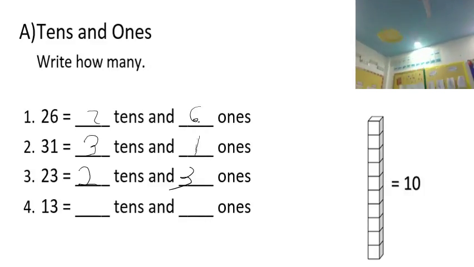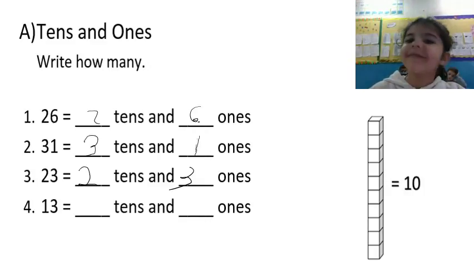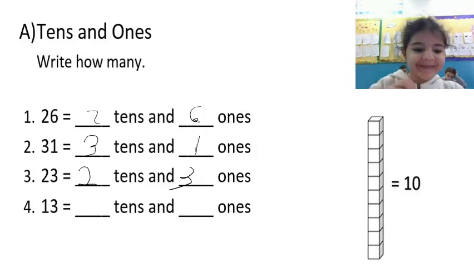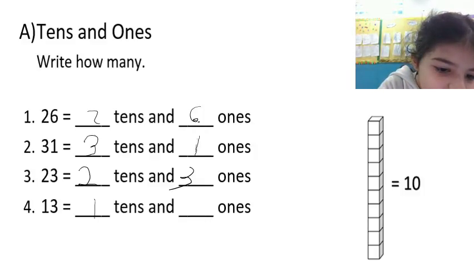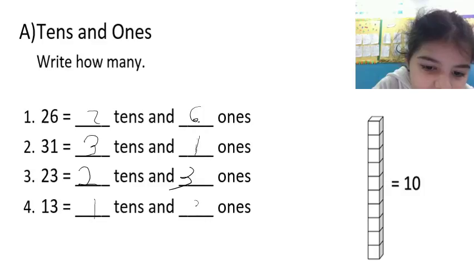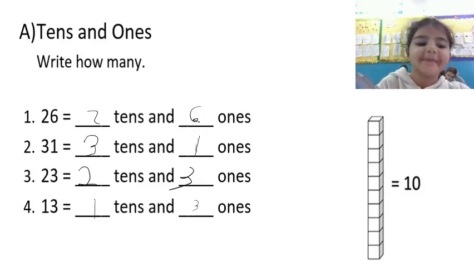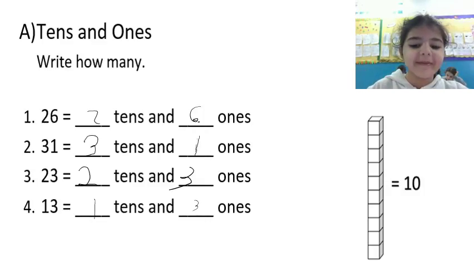Everyone, it's still the first period. Everyone's still asleep. Let's wake up. Tiam, are you awake? Yep. All right. How many tens do you have there? How many tens do you have here? 1. And how many ones? 3. Good job.